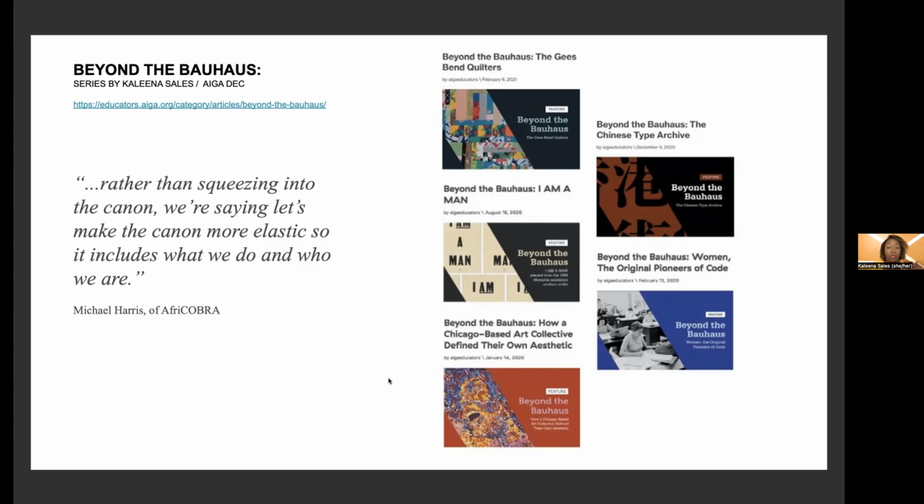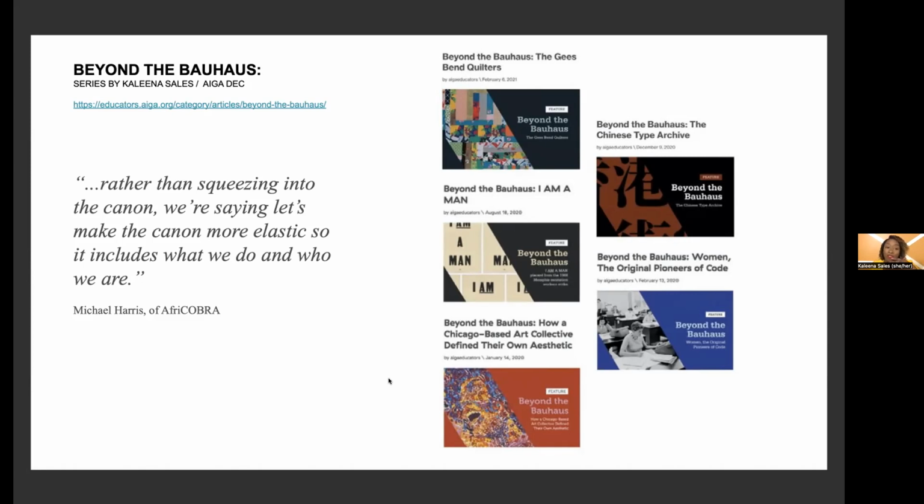And so that's really what roots a lot of the work that I do and what began this Beyond the Bauhaus series. For that series, I wrote the first very, very brief essay about West African Adinkra symbols, and then a second essay about Afrocobra and how they define their own aesthetic, which was a really eye-opening research experience for me. And then from there I began to open up this series to contributors and received some lovely essays from a range of design educators. Some of them are shown here, and many of them are in the book that we're discussing today. And so this series is really what roots the book.